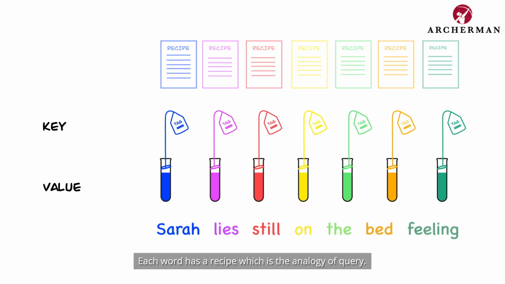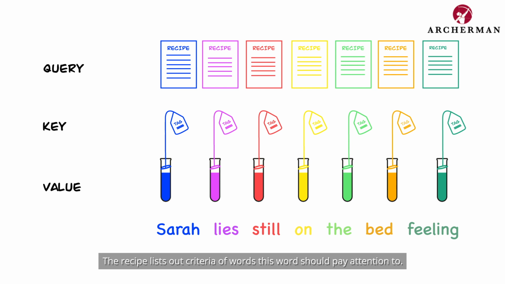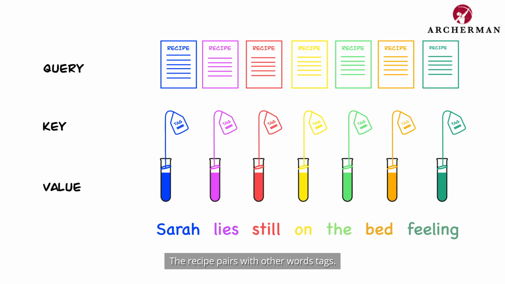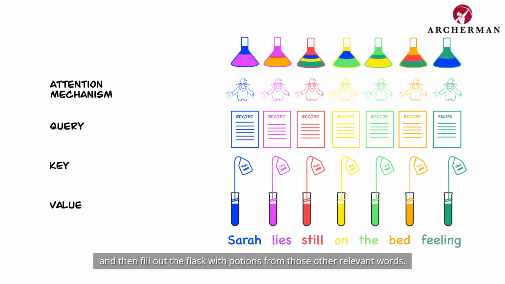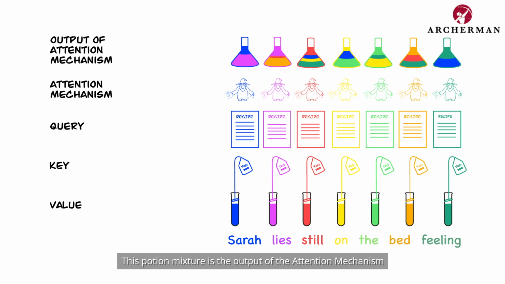Each word has a recipe, which is the analogy for query. The recipe lists out criteria of words this word should pay attention to. The recipe pairs with other words' tags. Each word has an alchemist. His job is to use the recipe and tags to identify other relevant words and then fill out a flask with potions from those other relevant words. This potion mixture is the output of the attention mechanism and makes sense of the word in the context of the whole text. Let's summarize this again.